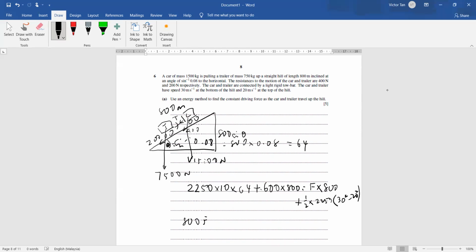So 800 F equals 135750. 135750 F equals 161,700. Okay, that's the solution.